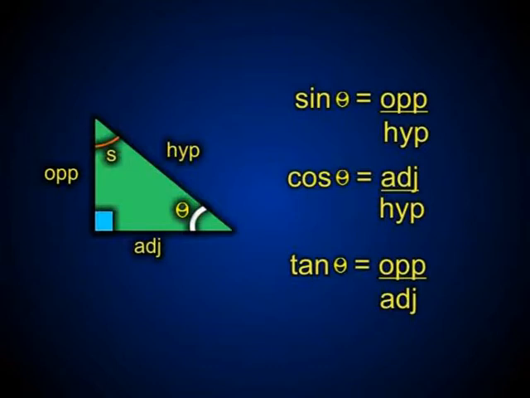Let us see how this translates to a right angled triangle. Again, I'm going to use the right angled triangle that I used above. If I draw in theta over here, sine of theta will equal opposite over hypotenuse, cos of theta is going to equal adjacent over hypotenuse, and tan of theta is equal to opposite over adjacent.